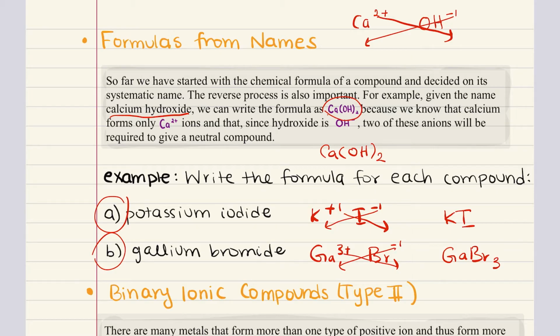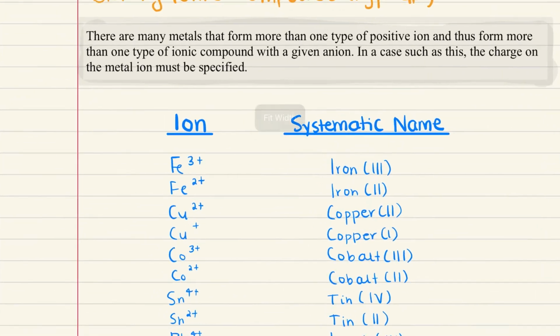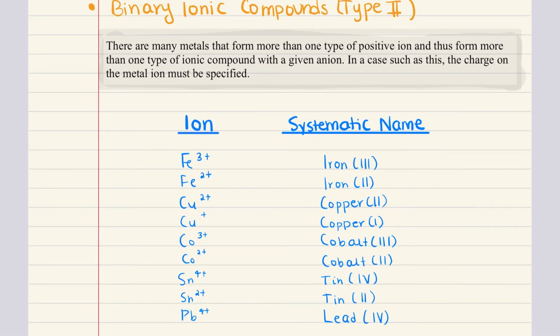Now we can move into our second category, binary ionic compounds type 2. In the binary ionic compounds we just considered, type 1, the metal that's present forms only a single type of cation. That is, sodium only forms sodium plus 1. Calcium only forms calcium 2 plus, and so on. However, as we're going to see in this section, there are many metals that form more than one type of positive ion, and thus form more than one type of ionic compound with a given anion.